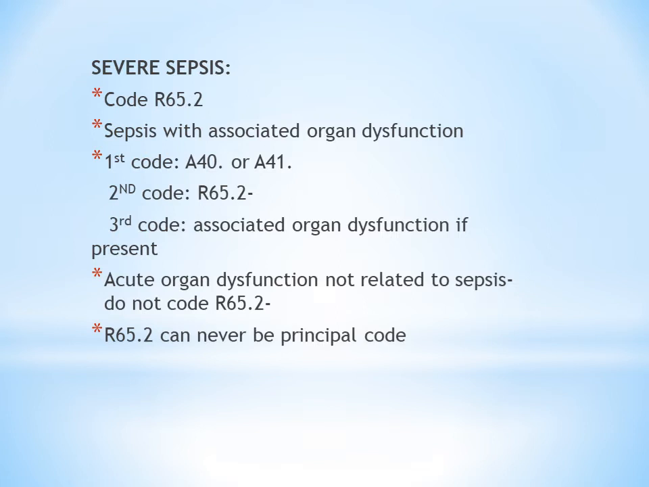Another important point is that the organ dysfunction must be associated with the sepsis. If the documentation mentions that the organ dysfunction is related to some other condition, then we cannot take it as severe sepsis. Do not code R65.2. If it is clearly documented that the organ dysfunction is related to some other condition, you code it separately and sepsis separately. It is not a case of severe sepsis.